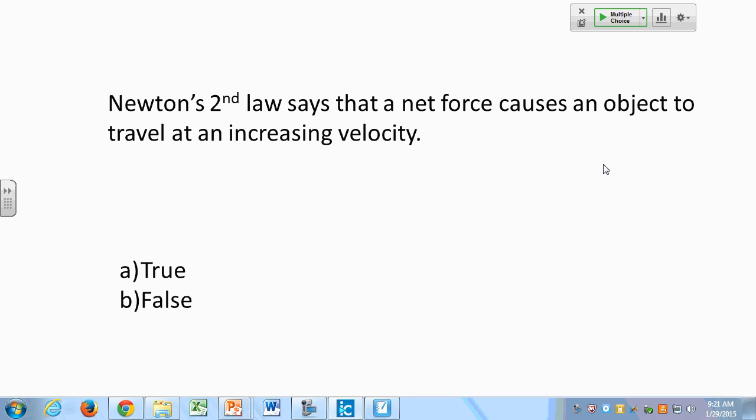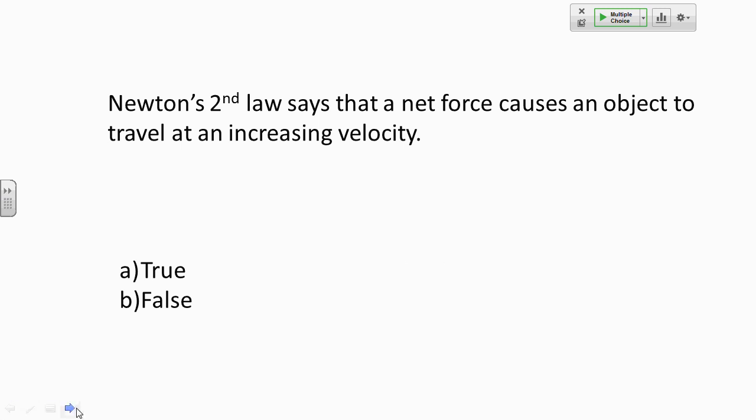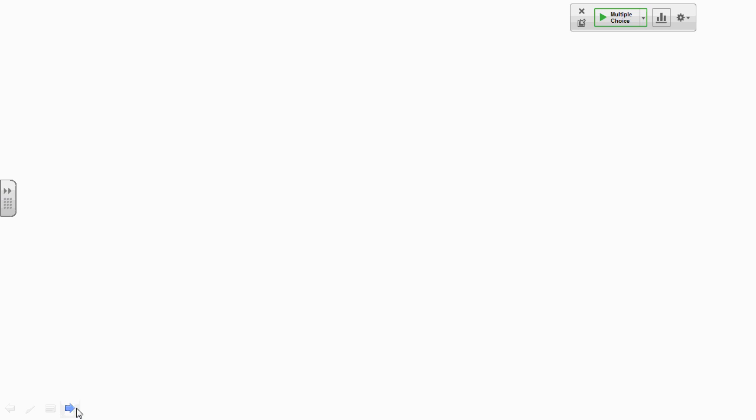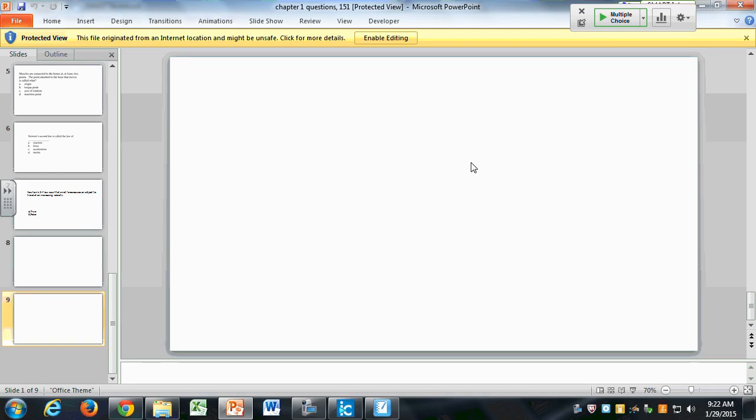Like if I would have said travel at a constant acceleration, everybody would have put true, right? That's what Newton's second law says. But I'm saying the same thing here, that a net force causes your velocity to increase. Remember the incorrect law of motion was that a constant force causes a constant velocity? That's incorrect. A constant force actually causes an increasing velocity, which is the same as saying that it accelerates in a positive direction.